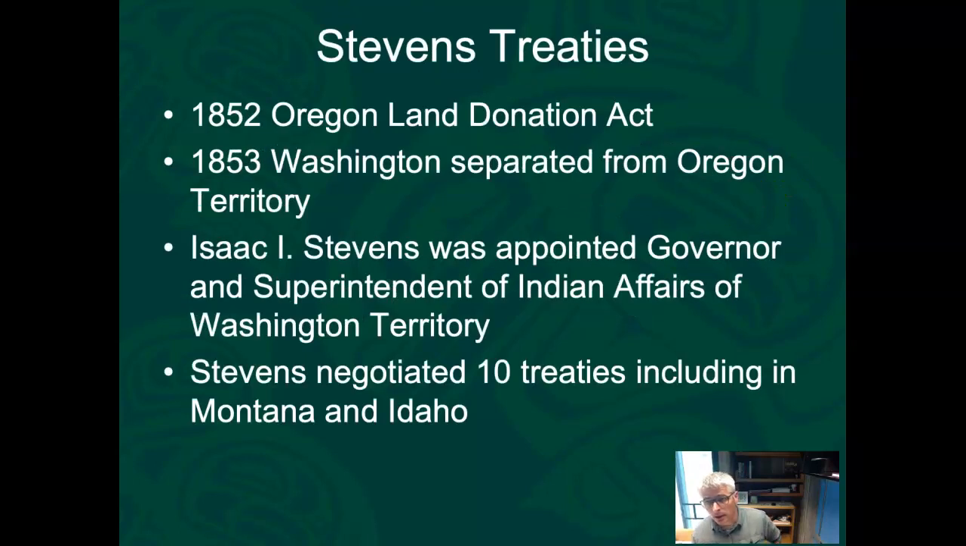Chief among these is the Stevens Treaties. Stevens had signed a fair number of treaties in Oregon, and then wrote and had signed a fair number of the treaties in Washington. In 1853, Oregon and Washington separated from the Oregon Territory. Isaac Stevens was appointed governor and superintendent of Indian affairs of the Washington Territory. During this time, he negotiated 10 treaties, including in Montana and Idaho.